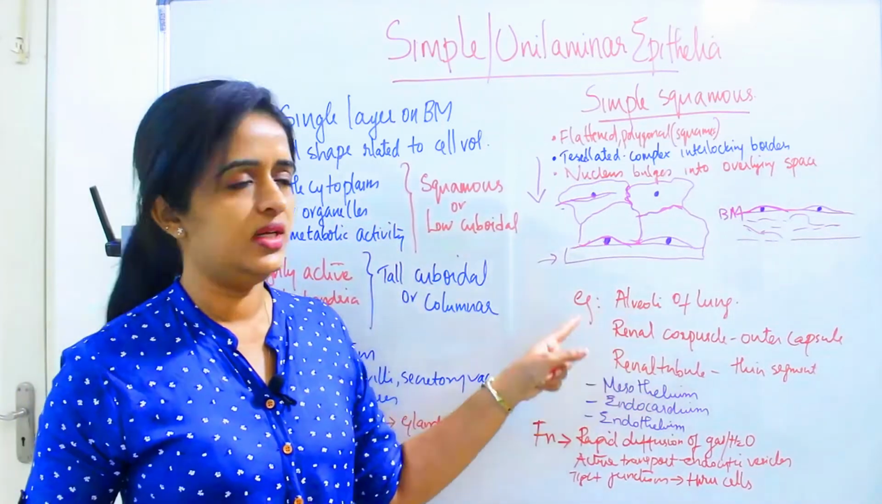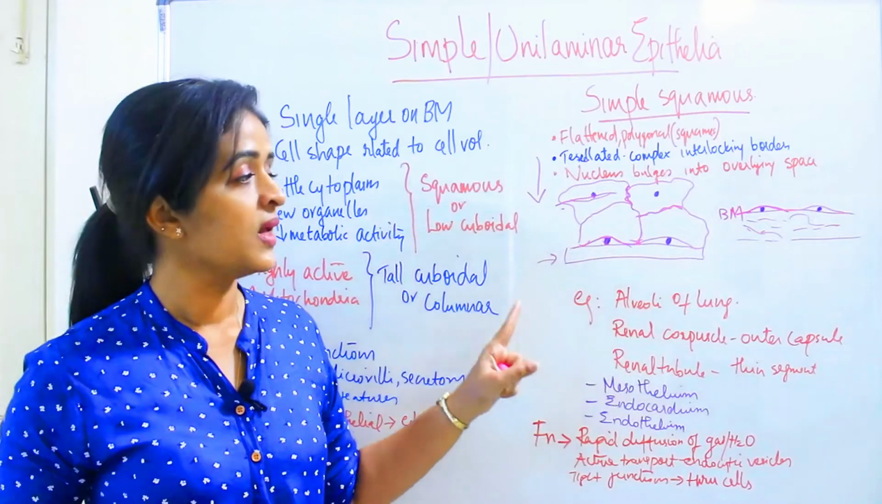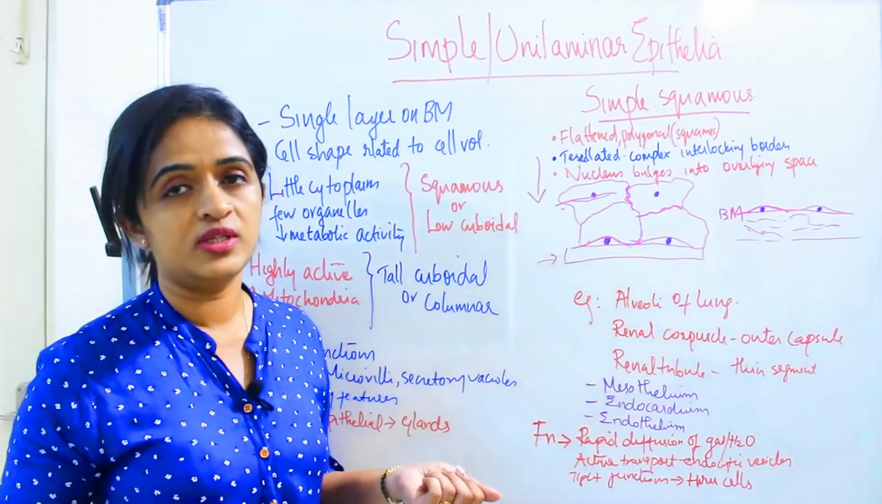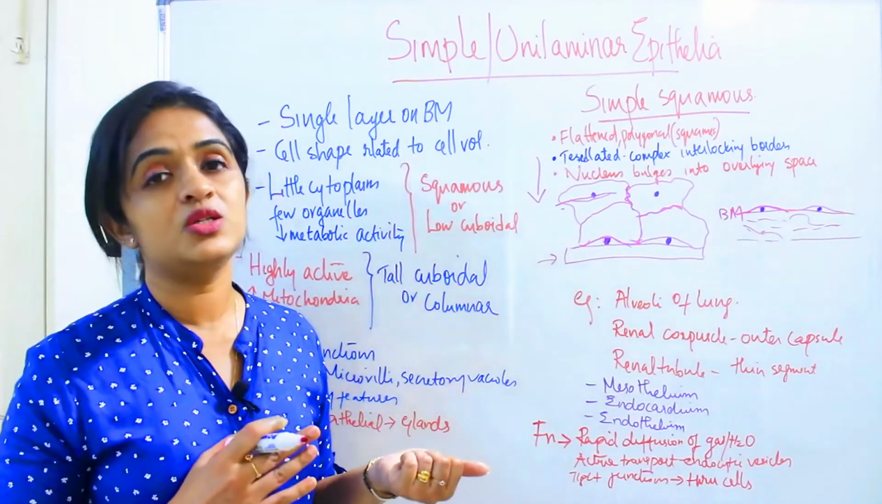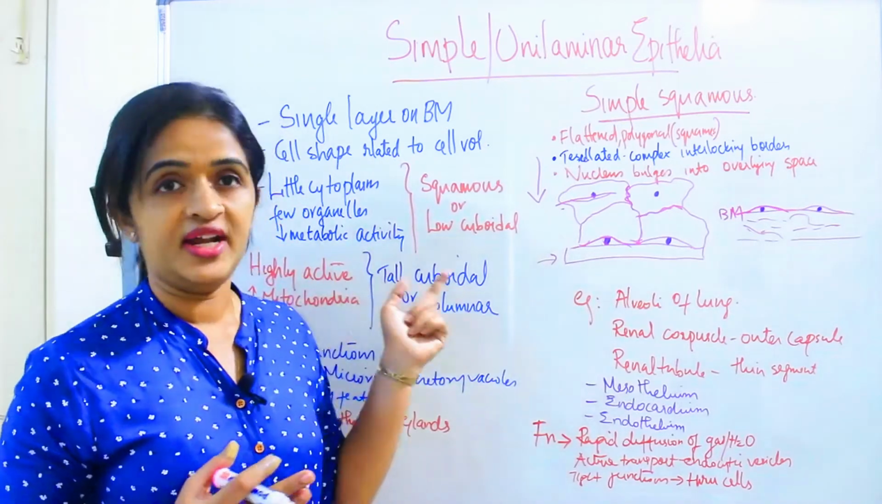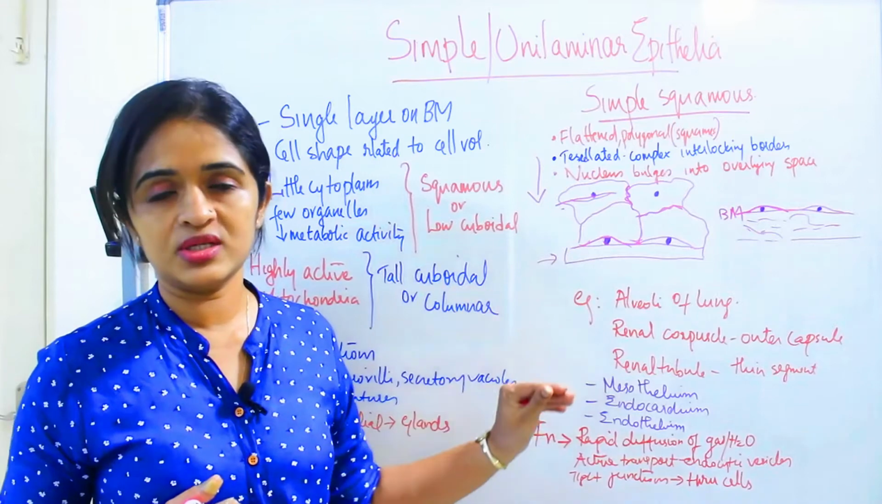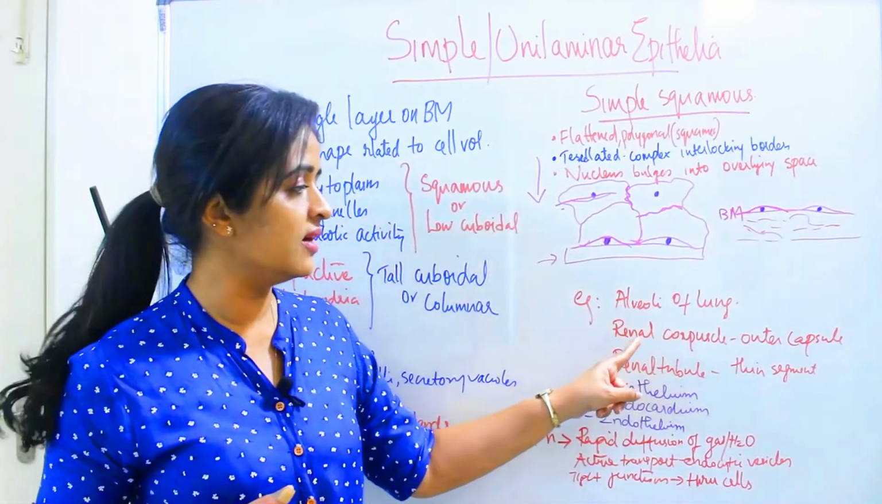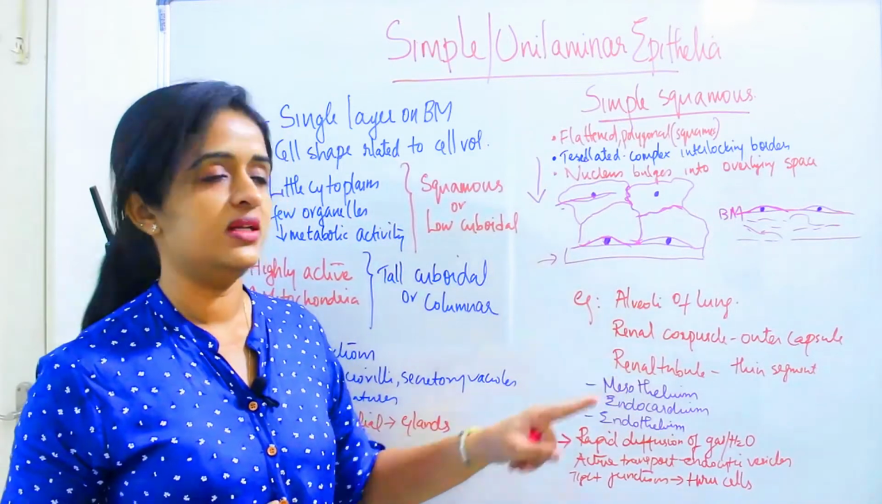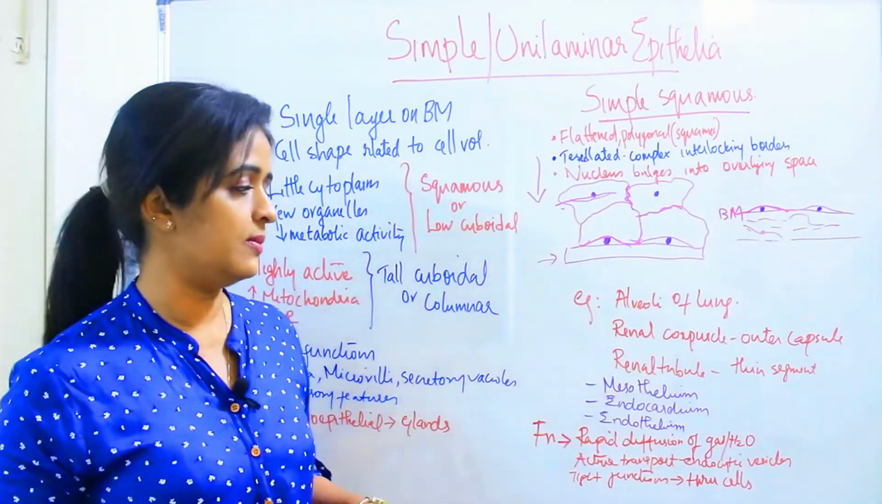Don't worry when you see these examples here. When you study in detail about the lung histology and the renal histology, it will be easy for you to correlate it with the function. For the time being, just remember, you will be getting simple squamous epithelium in the alveoli of lung, in the renal corpuscle, and in the renal tubule, especially the thin segment.